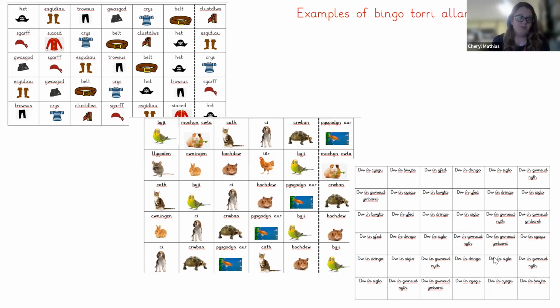And in the normal game of bingo, once they've heard the vocab once, it's kind of done and dusted. But with Bingo Torri Allan, it keeps repeating and repeating, because once they've cut off the one they've heard on their strip at the right-hand side, they have to start listening all over again for the next one that's on the right-hand side. And I love a song, so I also sing with this.